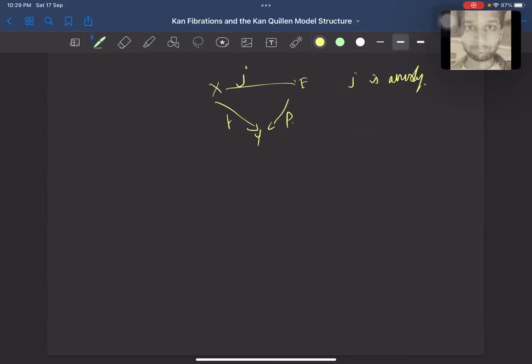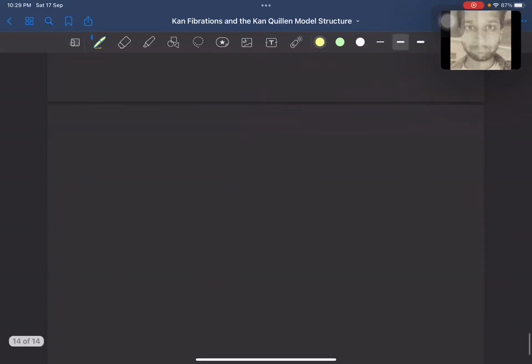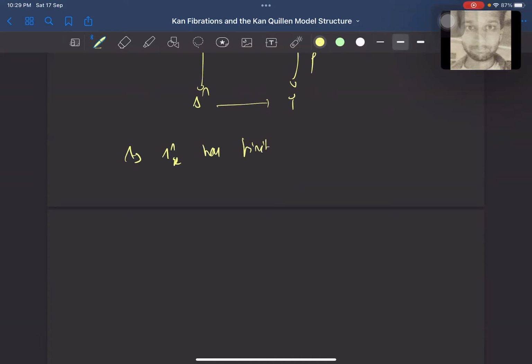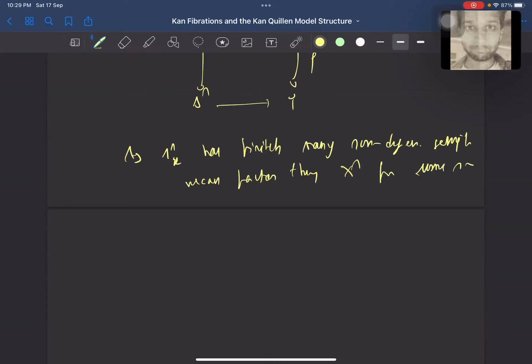So we'll again consider a commutative square. We just need to show that there exists a filler. So that's the way we proceed. As this horn has finitely many non-degenerate simplices, we can factor through Xn for some n greater than or equal to some number.